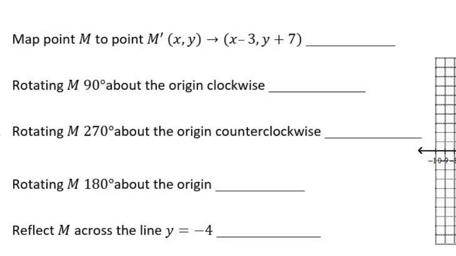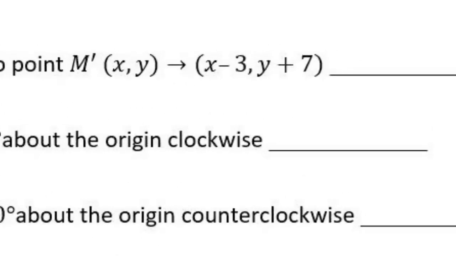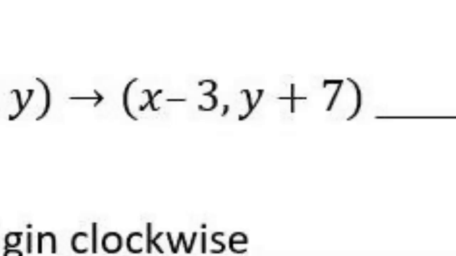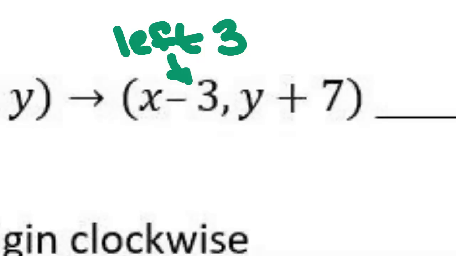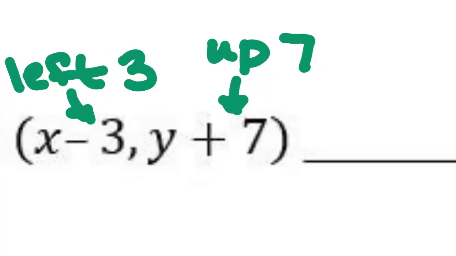Part F says to map point M to point M prime, and then it has this notation here. What is this telling me to do? Left 3, up 7. The first number is always your left-right number. The x-axis goes left and right, so it's telling us what to do in the left-right direction. Second number is the y number, and because it's positive, that means we're going to go up 7.